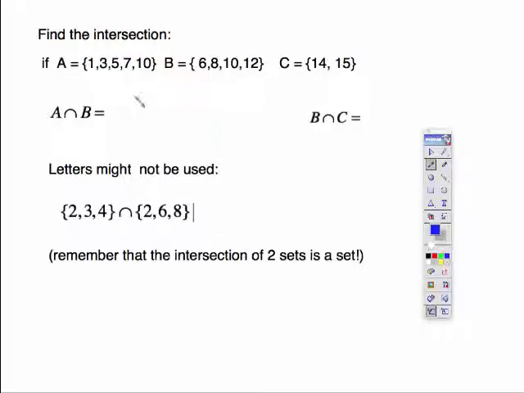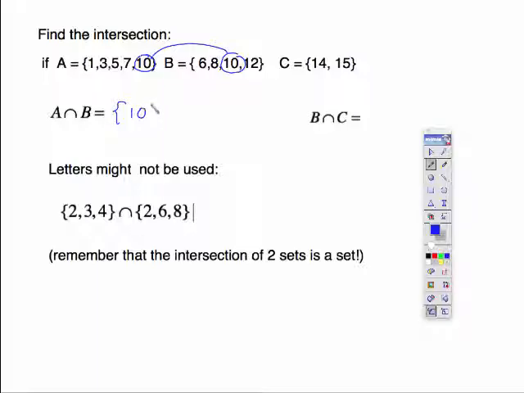We can find the intersection of two sets not related to Venn diagrams by just looking at these numbers here. I want to find A intersect B. The symbol for intersect is this upside down U. So A intersect B means look for any numbers that are in common to both of these sets. What's in common to both these sets is 10. This has 1, 3, 5, 7. This has 6, 8, 12. So the only thing that's overlapping between set A and set B is the element 10.